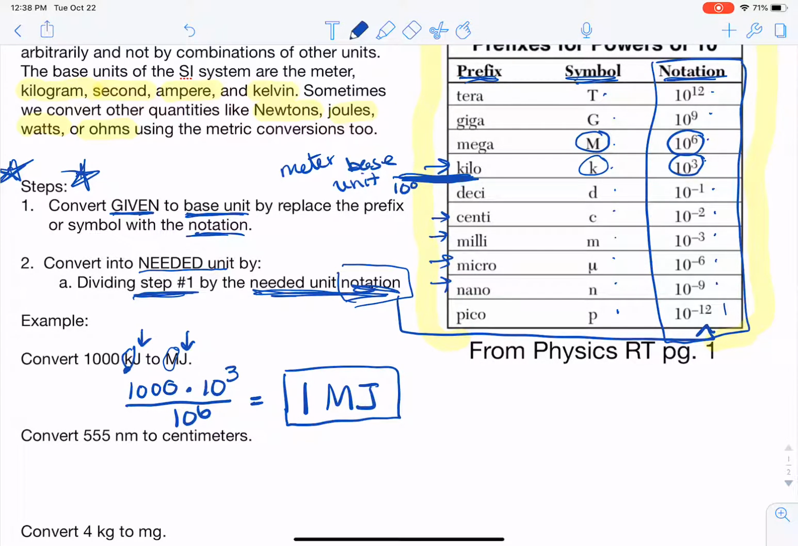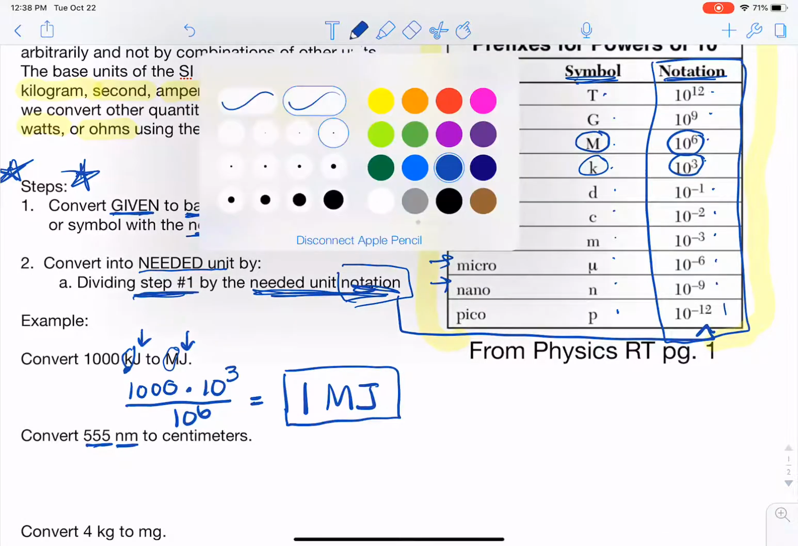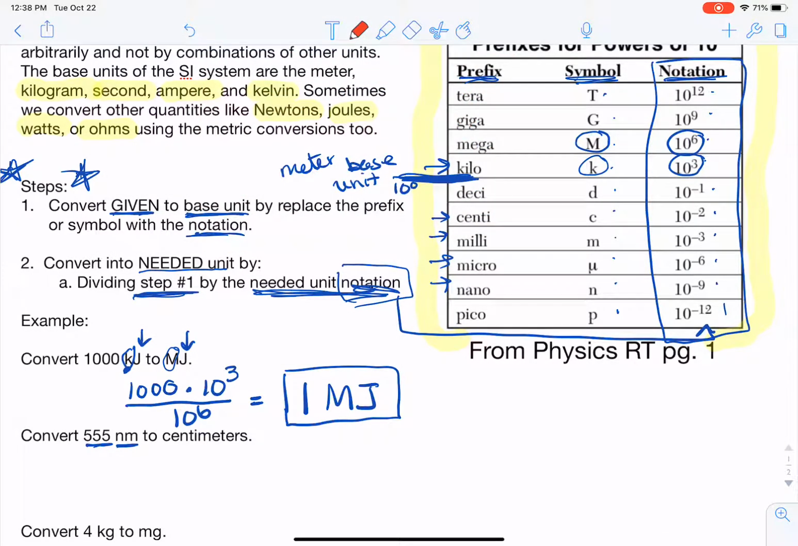Now let's do a really small example, but the steps are still the same. So we have 500 nanometers. I'm going to switch the color to maybe red for this one. So we have 500 nano. We're going to look at our table, and that's the symbol. We're going to replace that with 10 to the negative 9th, so times 10 to the negative 9th. And that's step 1. So now it's in meters.